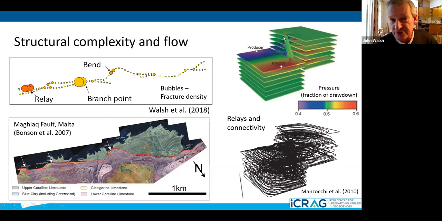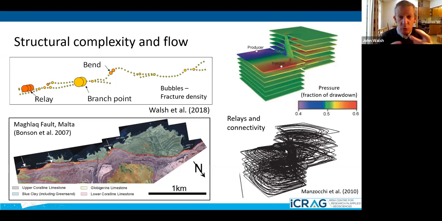Do you remember these ramps? These are different layers. This is a ramp. If I do a numerical model, and this is injecting fluids here, red, and producing them blue, the minute I put in a ramp, which connects up layers, I start to get a vortex of flow lines.